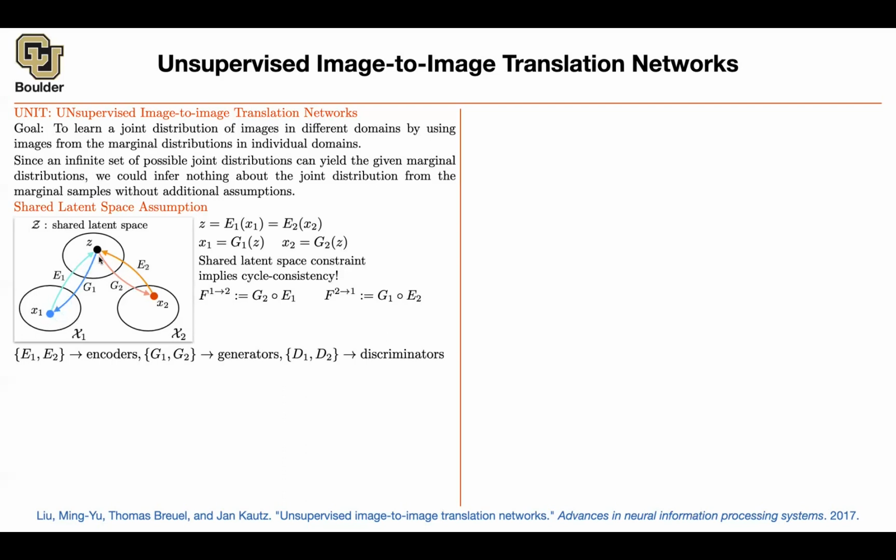So E1, G2, let's call it this function. It's going to give you a function. And then E2, G1 is going to give you another function. And these are inverses of each other. So the shared latent space constraint implies cycle consistency. The reverse is not true.